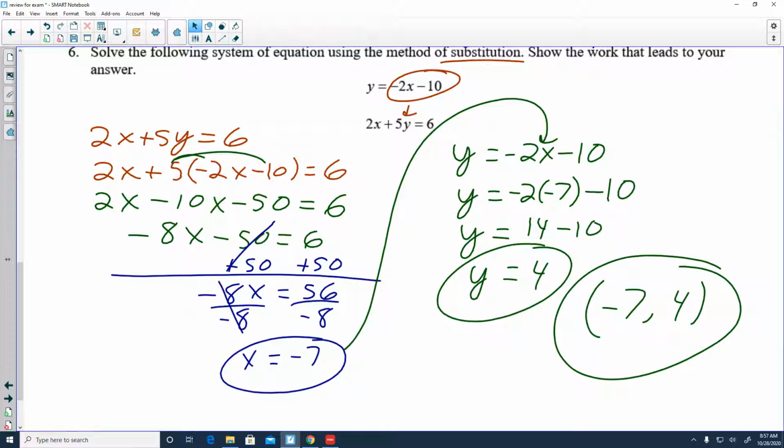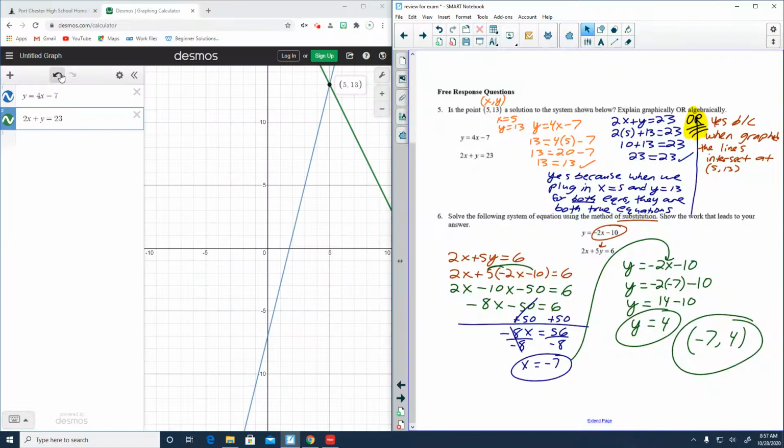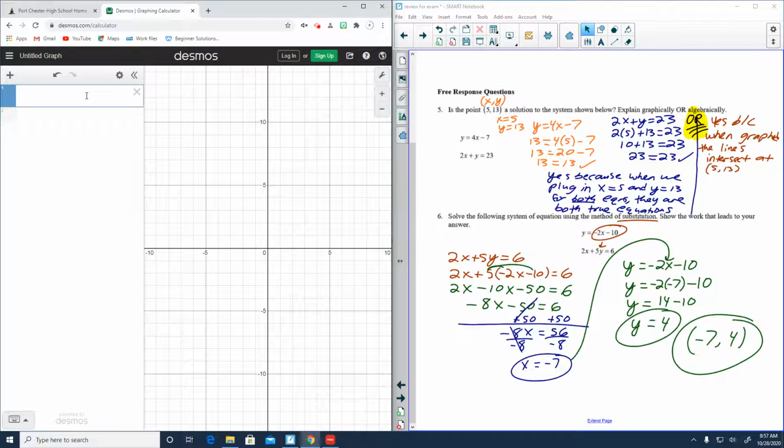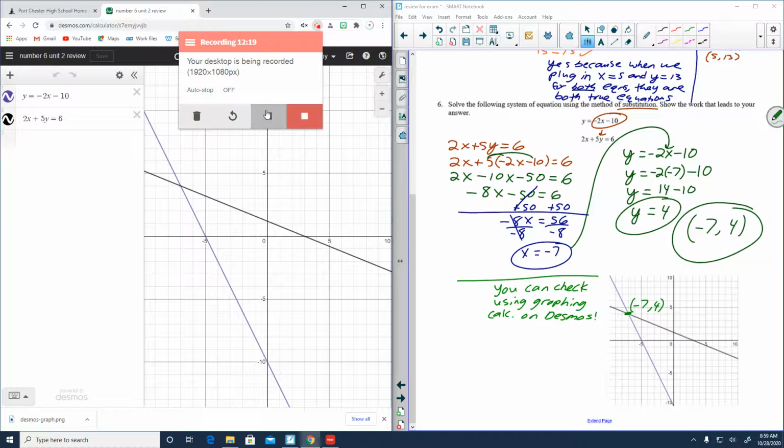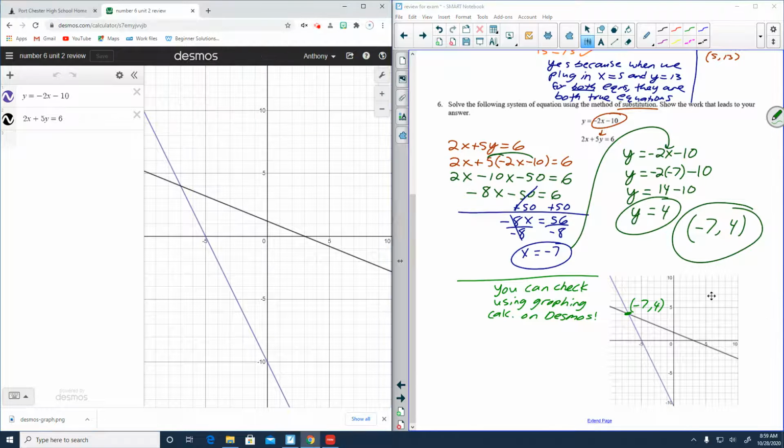So I can check this on my Desmos graphing calculator, as always. So I'm going to type in both equations. y equals negative 2x minus 10, and then 2x plus 5y equals 6. And then if I see where my graphs intersect, they intersect at the point negative 7, 4. So I can always check these using my Desmos graphing calculator. All right? So I just paused so I could put an image of the graph up for the answer key. So that's number 6, the substitution method.